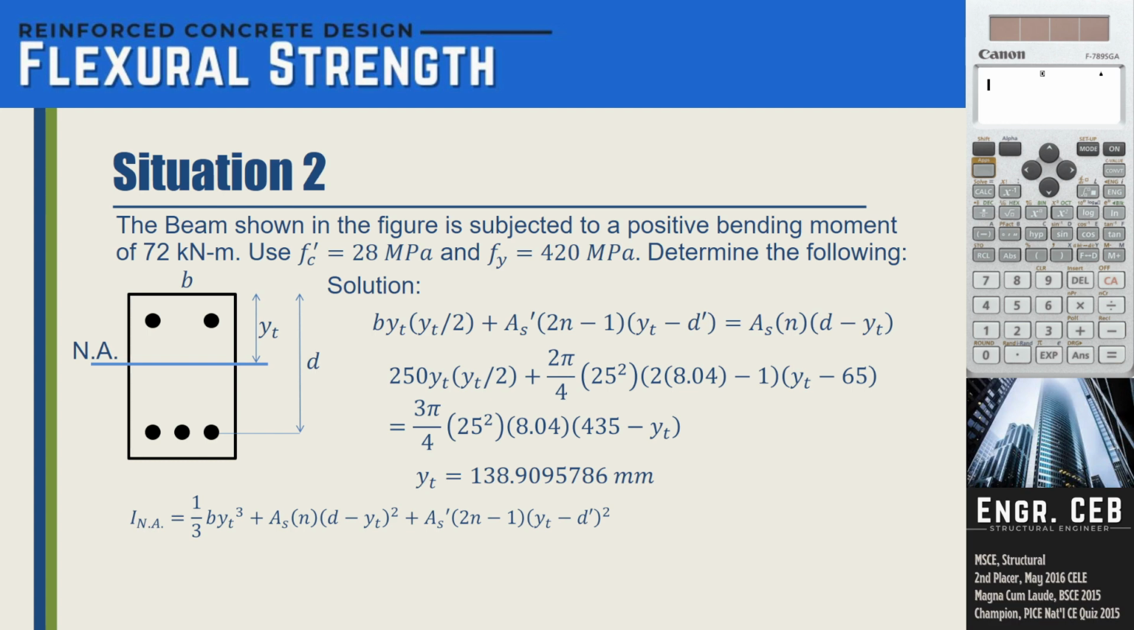Next, we can now compute for the moment of inertia. Again, the moment of inertia of the rectangle with respect to the neutral axis is 1/3 b y cubed, plus A sub S times n, this is the moment of inertia of the tensile reinforcement, times d minus y sub t squared, plus A S prime times 2n minus 1 times y sub t minus d prime squared. Okay, so let's substitute the values.